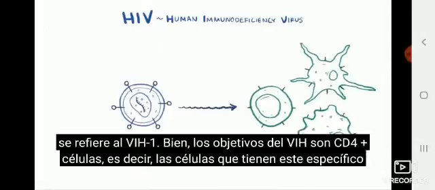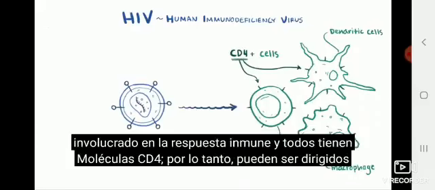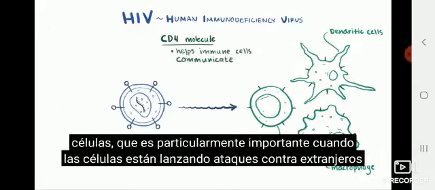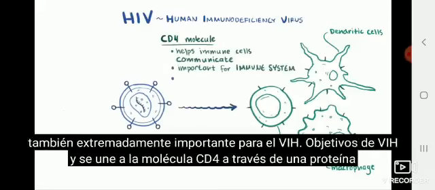Alright, HIV targets CD4 plus cells, meaning cells that have a specific molecule called CD4 on their membrane. Macrophages, T helper cells, and dendritic cells are all involved in the immune response and all have CD4 molecules. Therefore, they can be targeted by HIV. The CD4 molecule helps these cells attach to and communicate with other immune cells, which is particularly important when the cells are launching attacks against foreign pathogens. So this little molecule is pretty important for our immune system, but it's also extremely important for HIV.